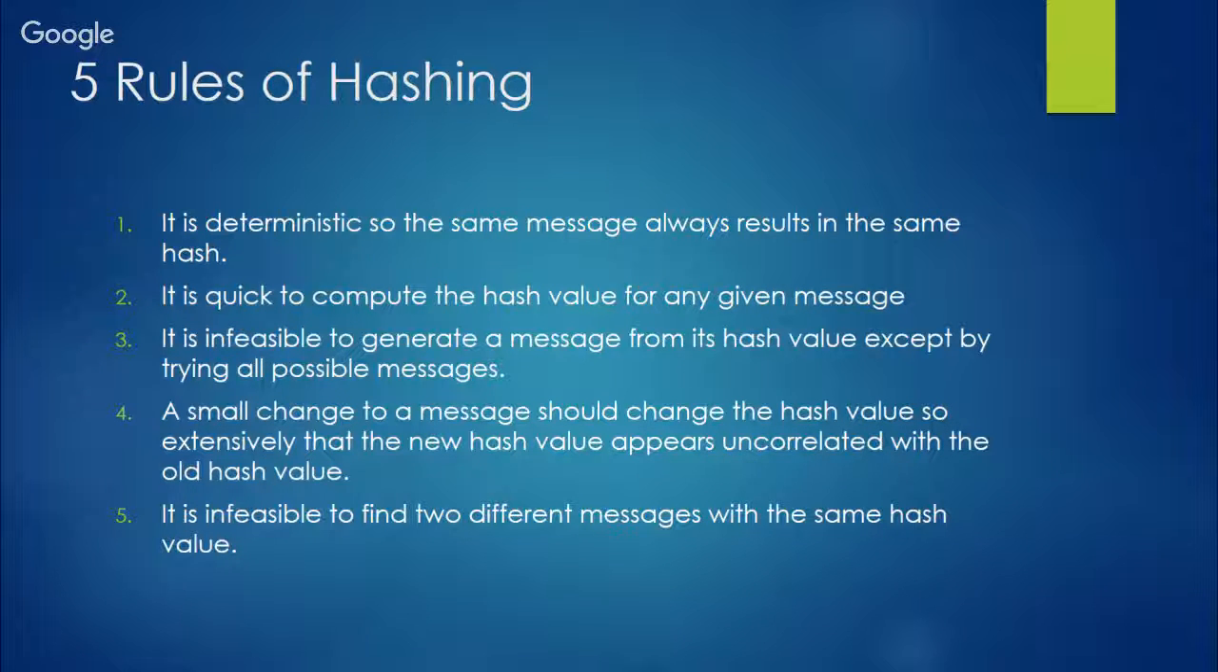Next, it is quick to compute the hash value for any given message. Third, it is infeasible to generate a message from its hash value except by trying all possible messages. Again, it's something that you can't undo unless you literally try every single word, which is infeasible. Next, a small change to a message should change the hash value so extensively that the new hash value appears uncorrelated with the old hash value.